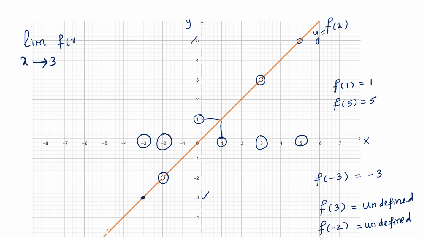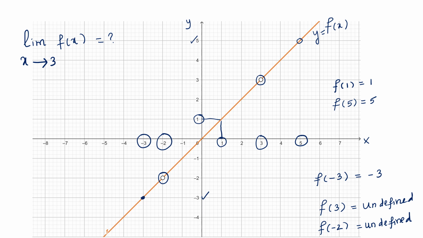How do we read this? Limit of f of x when x approaches 3. What is the value? Already we know f of 3 is not defined, undefined. So in this case, when x approaches 3, we are going to find out towards which value f of x approaches. It is the concept of limits here.